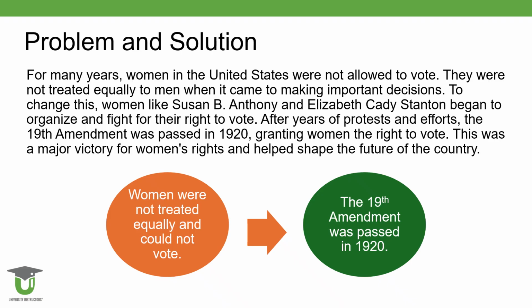In this problem and solution passage, we see that the student has identified the problem, which is that women were not allowed to vote. Then we see the solution, which ultimately was the passing of the 19th Amendment in 1920. Students can use this organizer to note the problems presented in the text and then write down the solutions that are proposed. This helps them separate issues from solutions, making it easier to focus on how problems are being addressed.